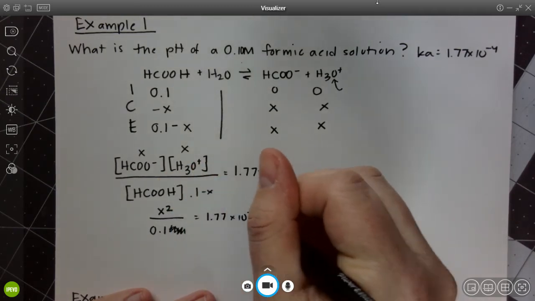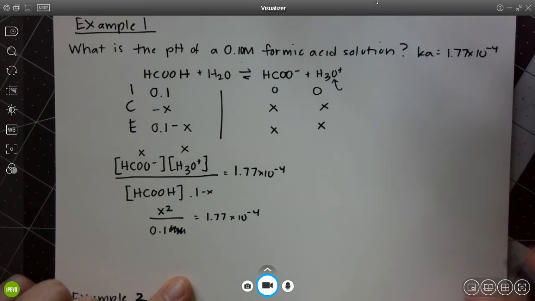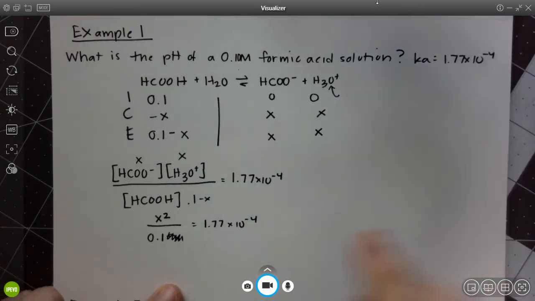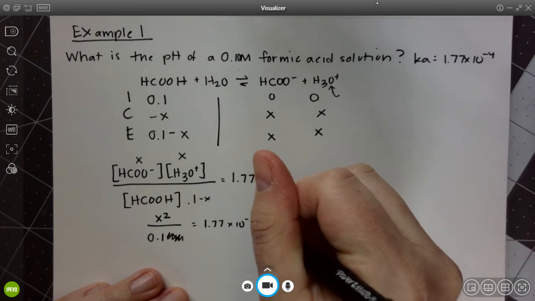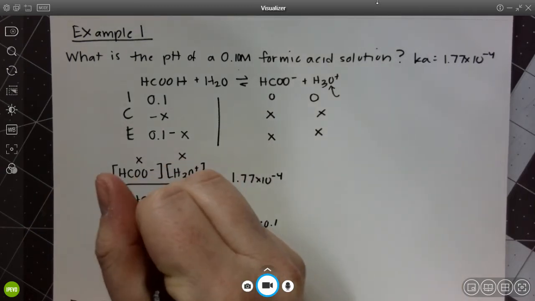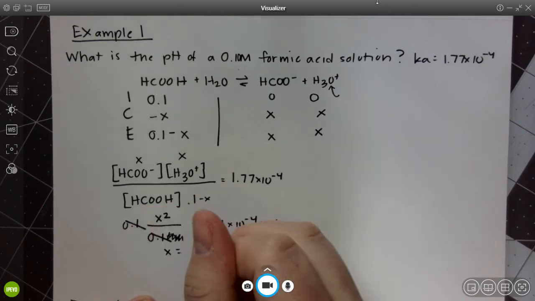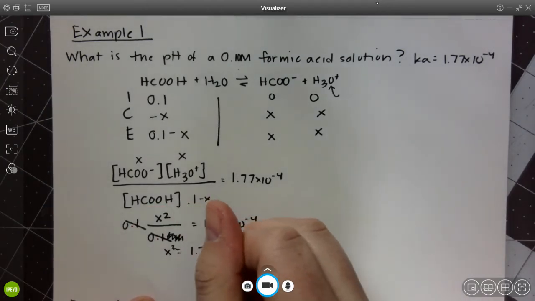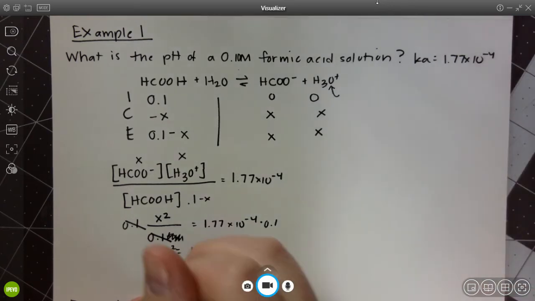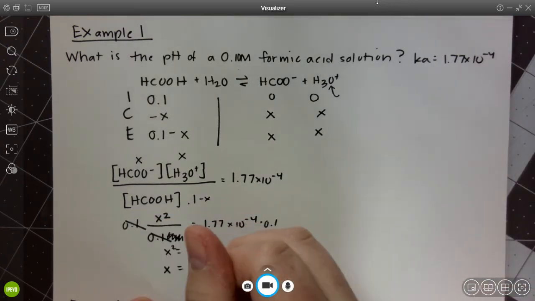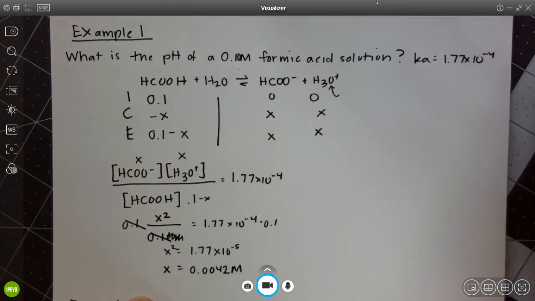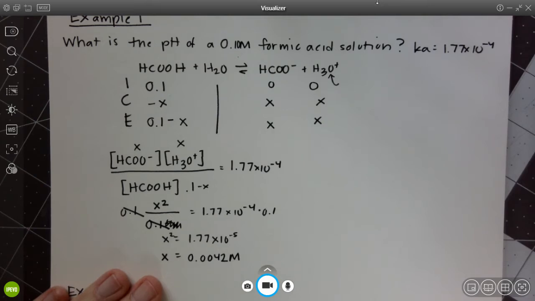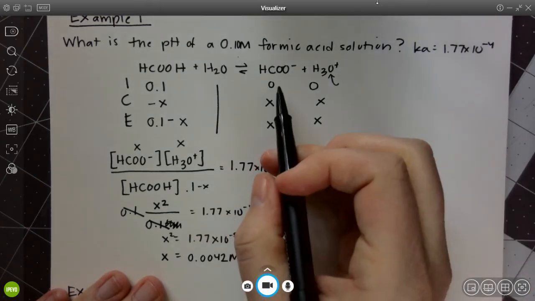So here's hoping. Okay, so when I go through and take a look at the math here, I've got to get the X's alone. So I need to bring the 0.1 over here. So I'm going to multiply both sides by 0.1. And then I've got X squared equaling 1.77 times 10 to the negative fifth. And if I want to solve for X, X comes out to be 0.0042 molar.